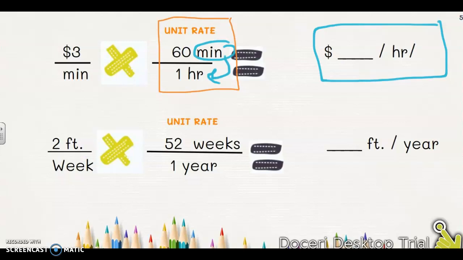So if I'm multiplying $3 times 60, I get 180. And then I end up with 1 on the bottom. These minutes cross cancel, just like when we are multiplying any other fractions. The labels of the units do the same thing as when we are multiplying any other fractions. So I end up here with $180 for 1 hour. You try the next one.